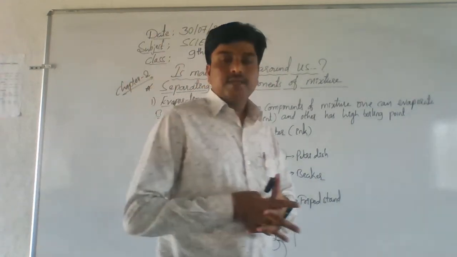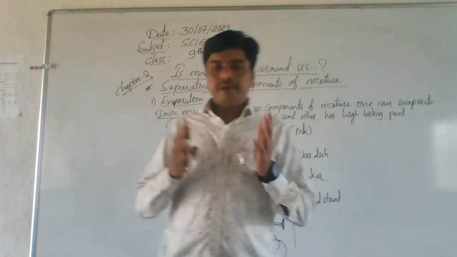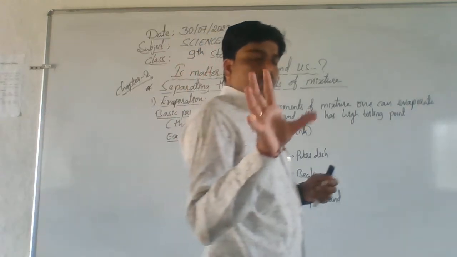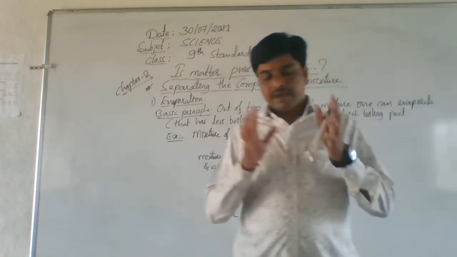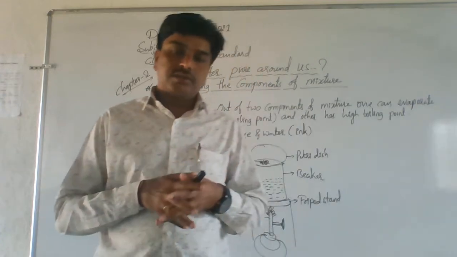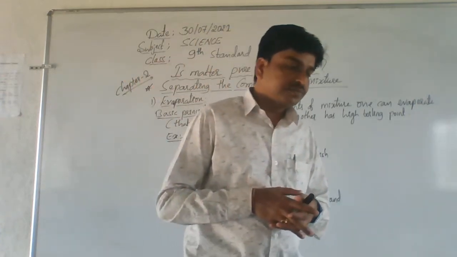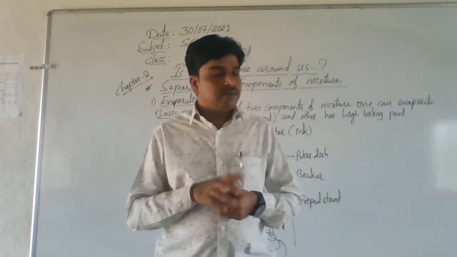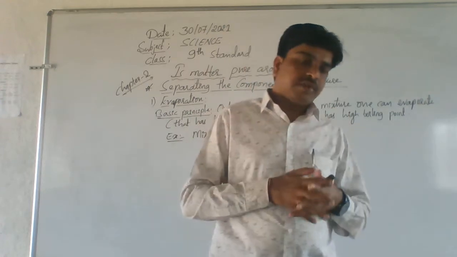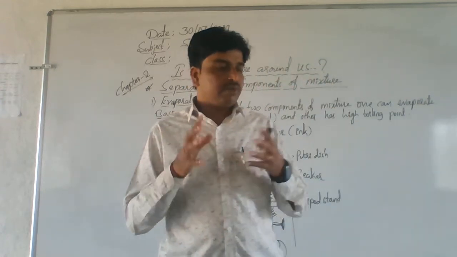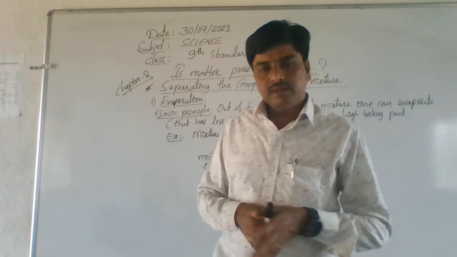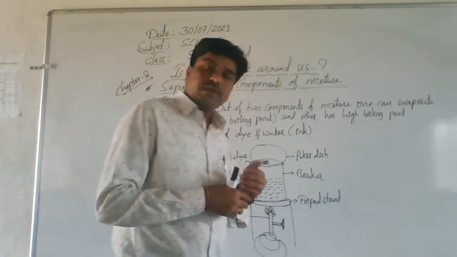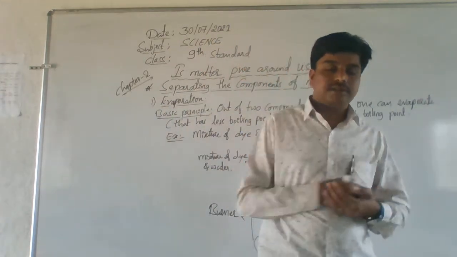Already in our last class, we learned about some common examples of colloids: aerosols, gels, emulsion, foam, solid sol, and like this. You know the examples for that: when aerosol is formed, when foam is formed, when emulsion is formed, and when gel is formed. You learned the examples for the different kinds of colloids in the last classes.